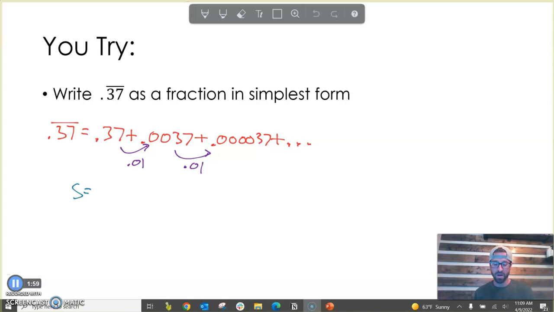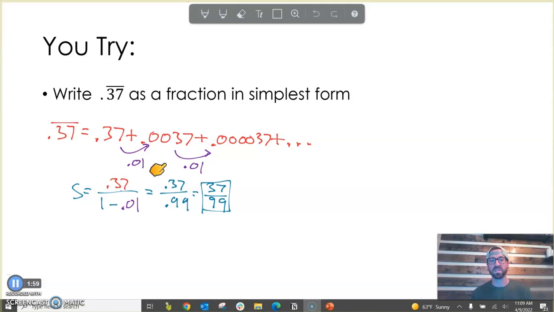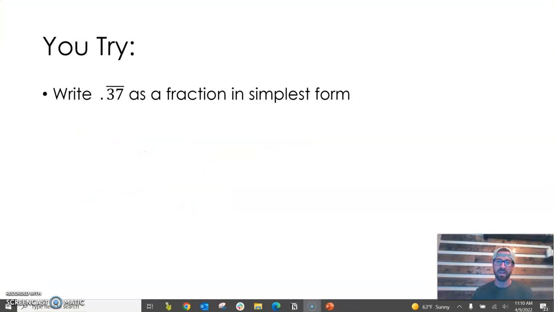Now, armed with that knowledge, we know that our relationship is going to be our first term divided by 1 minus the common ratio. Our first term is 0.37, our common ratio is 0.01. That means this would simplify to 0.37 over 0.99, which is 37/99. So that's how we could rewrite the repeating decimal 0.37 repeating as a fraction.